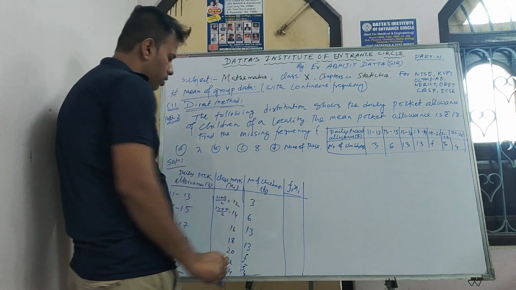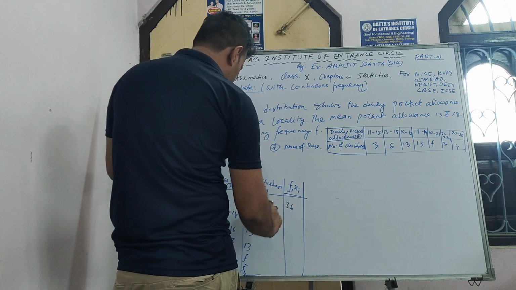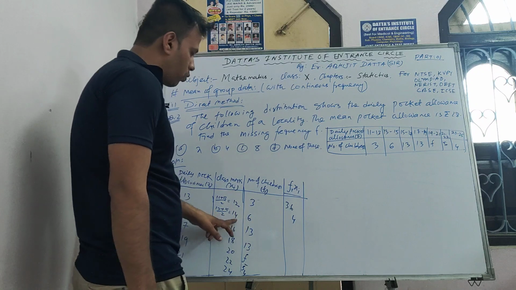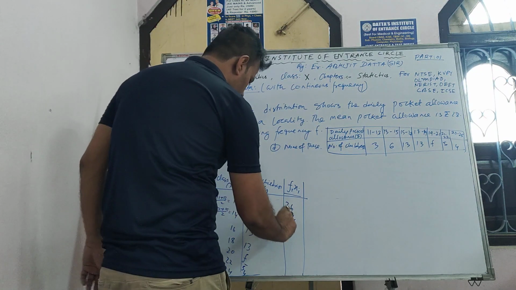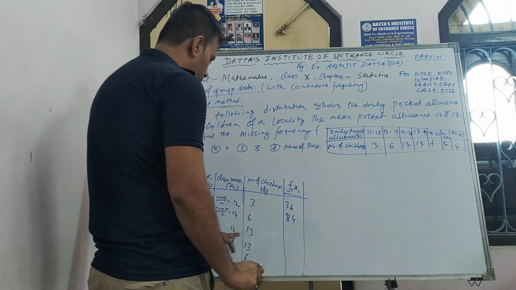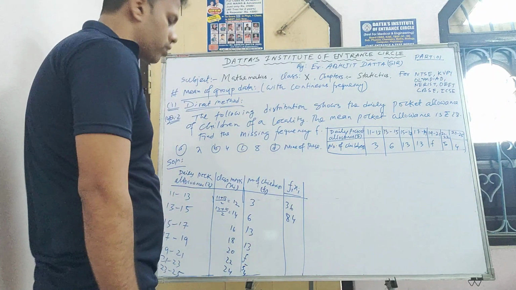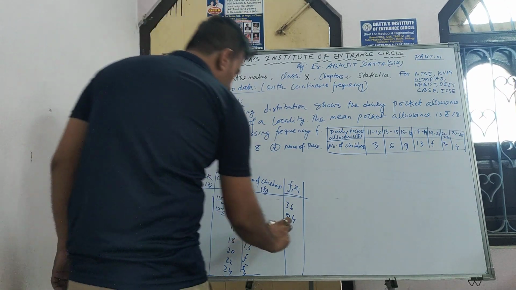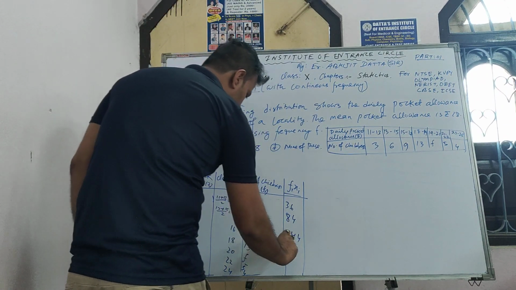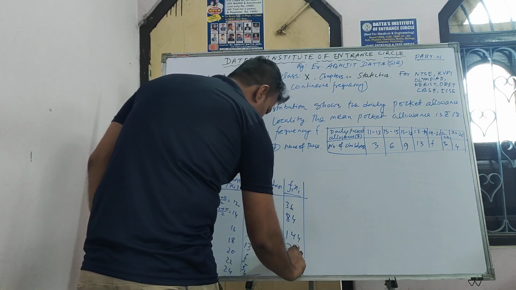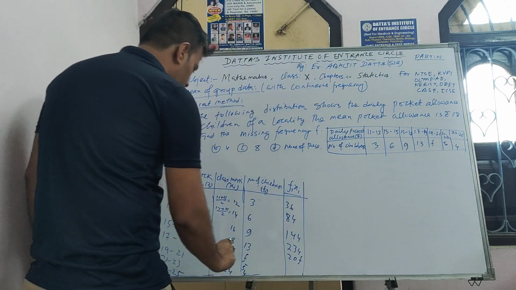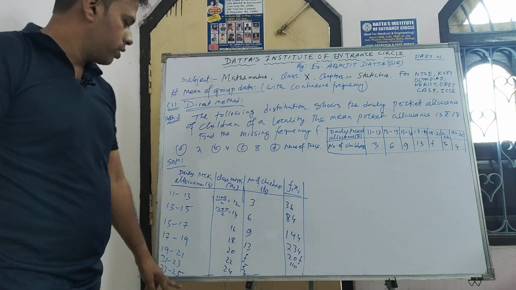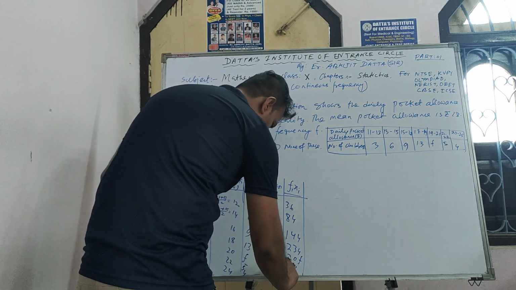Now if I multiply this, it will be 36. If I multiply this, it will be 84. If I multiply this by this, what will it come? It will be 144, then 234. If I multiply this, it will be 20f, then 110, and then 96.